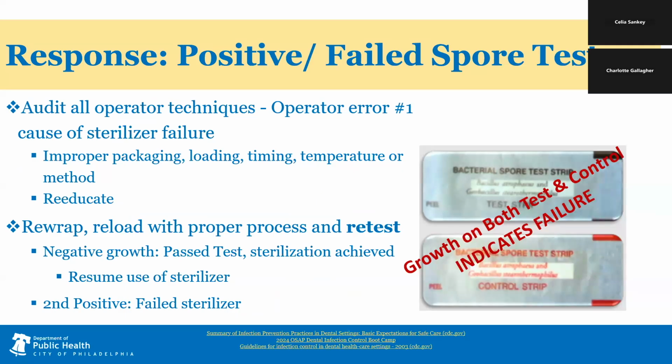If we have growth in the test vial, it indicates either the sterilizer is failing and requires evaluation and replacement, or there could have been some operator error, and this is usually the case. So first, assess for any operator error in packaging, loading, method, or settings of a well-maintained sterilizer. To assess this, manufacturer's instructions should be reviewed and strictly followed with a new load. Then reprocess and retest. If the spore test indicates no growth, then resume sterilizer use. A second failure indicates an absolute failed sterilizer.